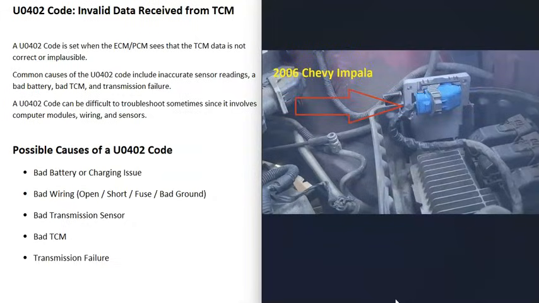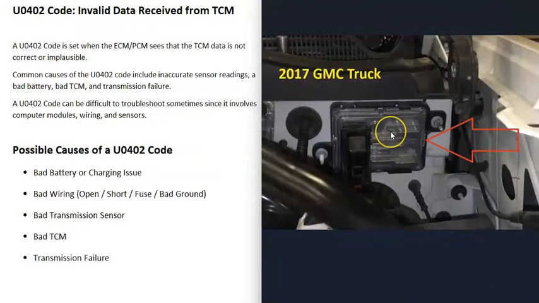But the first thing that could cause this is a bad battery or there's some kind of charging issue going on. And the next thing that could cause this is that there's some kind of issue going on inside the wiring. And this would be something like an open, a short, a blown fuse, or a bad ground wire, or something along these lines. Sometimes these transmission control modules are up inside the engine compartment. So sometimes they could get grease on them or different things like this on the connectors where they plug in. And if that happens, that could cause issues. Also, all these computer modules need a good ground or else it could throw them off.